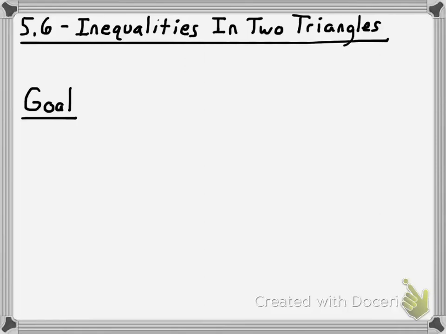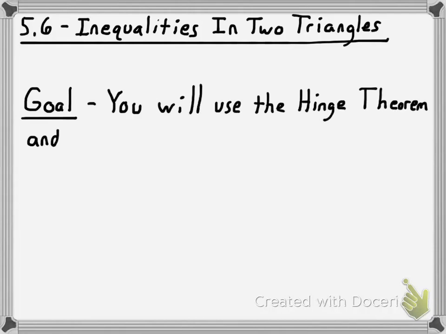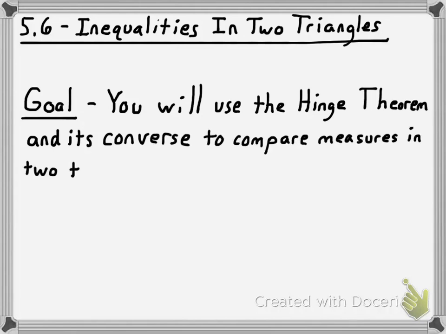Welcome everybody. We're going to work today with inequalities in two triangles. You've already learned how to use the triangle inequality theorem and a couple other theorems to compare sides and angles with one another within a single triangle. Now we're going to look at comparing measurements from one triangle with measurements from another triangle. And in particular, you're going to use what's called the Hinge Theorem and the converse of the Hinge Theorem in order to compare measures in two different triangles.